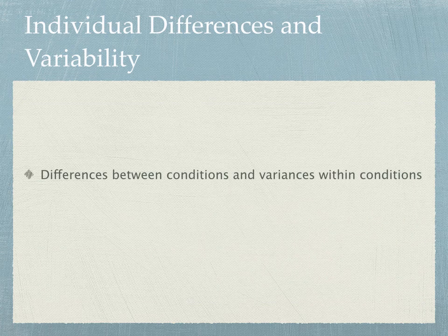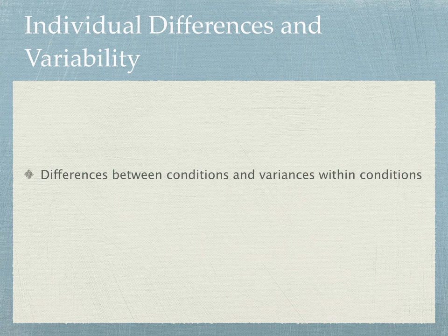So the issue here becomes the differences between the conditions and the variances within the conditions. We want the differences between our control and our treatment conditions to be kind of high, because that's where we've done our manipulation. That's the place that we've hopefully created a difference between these groups. We want our variances within our conditions relatively low, because it's kind of our noise.